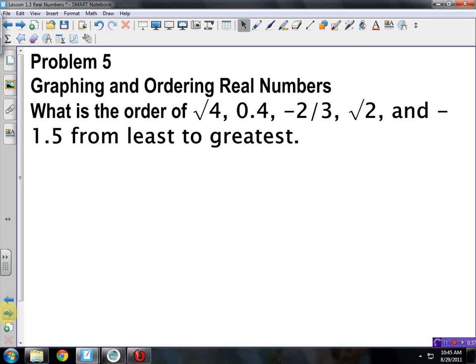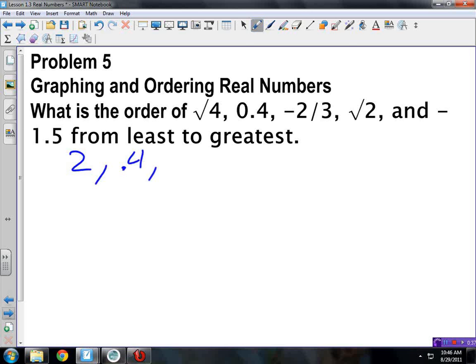Stick with me. We only have a few minutes left. Problem 5 is we're going to be ordering these from least to greatest. This is the last problem we're doing together. What would make it easier to order them? Decimals, okay? So what's the square root of 4 as a decimal? There you go, 2. Then we have 0.4, that's still a decimal.